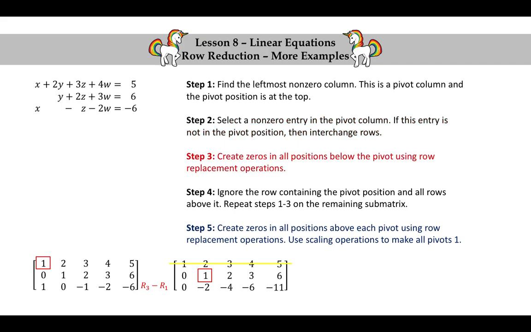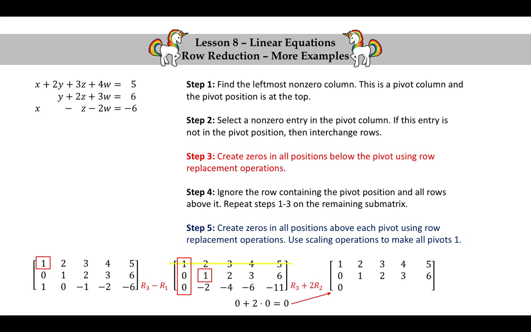Next, we're going to create zeros in all positions below the pivot using row replacement operations. Okay, I rewrite the first two rows. I can rewrite the first row because we're ignoring it for now. And I can rewrite the second row because the pivot row never changes when performing row replacement operations. Let's go ahead and change that third row. We're changing row 3. Row 2 is the pivot row. We multiply row 2 by 2 to make them match up, and then add to cancel.